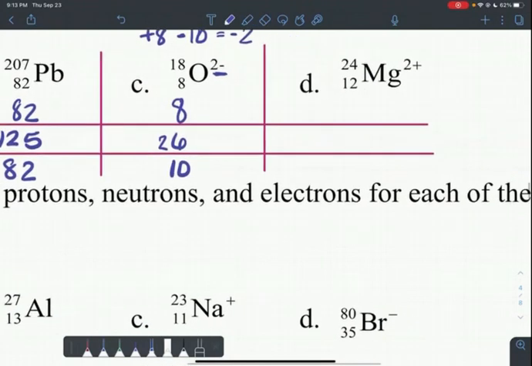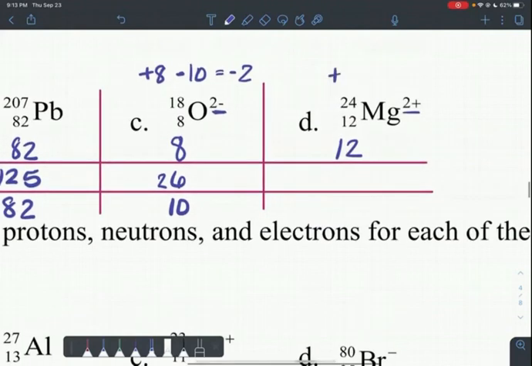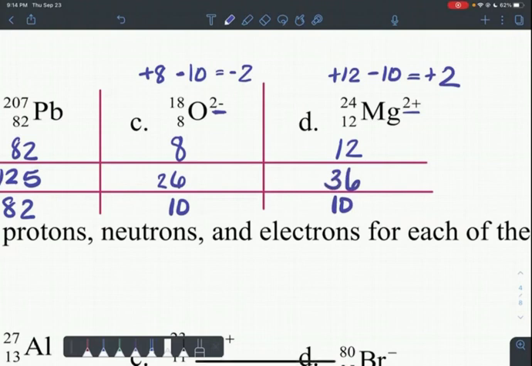Okay. D, magnesium 2 plus. So my number of protons is 12. So if I have 12 positive charges, I have some negative charges, not sure what they are, I get a +2. What do I have for negative charges? 10. Okay. And then 24 minus 12 is 12.